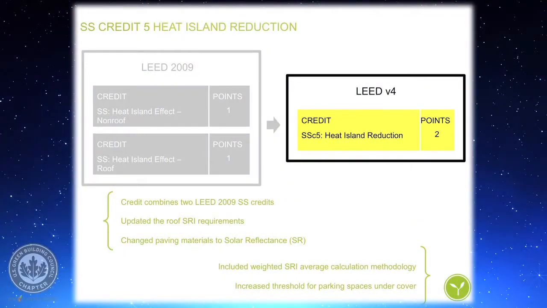The same is true for heat island reduction. Here again, we've combined the roof and non-roof credits into one credit with two options, where you can earn either one or both. We've adjusted the metric for paved materials from SRI to SR. So for paved materials, LEED projects were just conducting an extra calculation for LEED purposes, and by relying on solar reflectance, there are fewer calculations that the project will have to do. We've also increased the threshold for parking spaces under cover in order to comply with the credit.